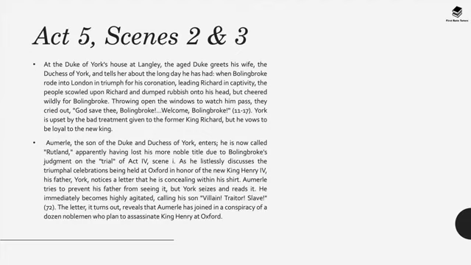His father, York, notices a letter that he is concealing within his shirt. O'Malley tries to prevent his father from seeing it, but York seizes and reads it. He immediately becomes highly agitated, calling his son villain, traitor, slave. The letter, it turns out, reveals that O'Malley has joined in a conspiracy of a dozen noblemen who plan to assassinate King Henry at Oxford.